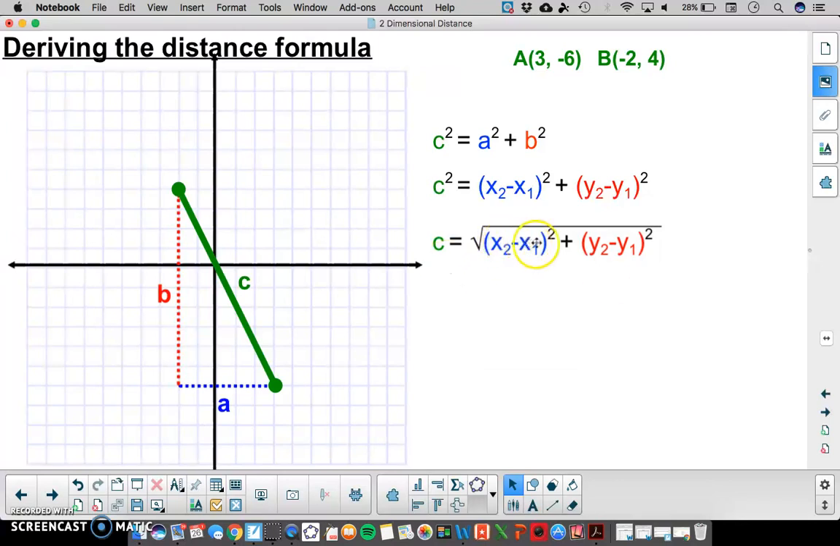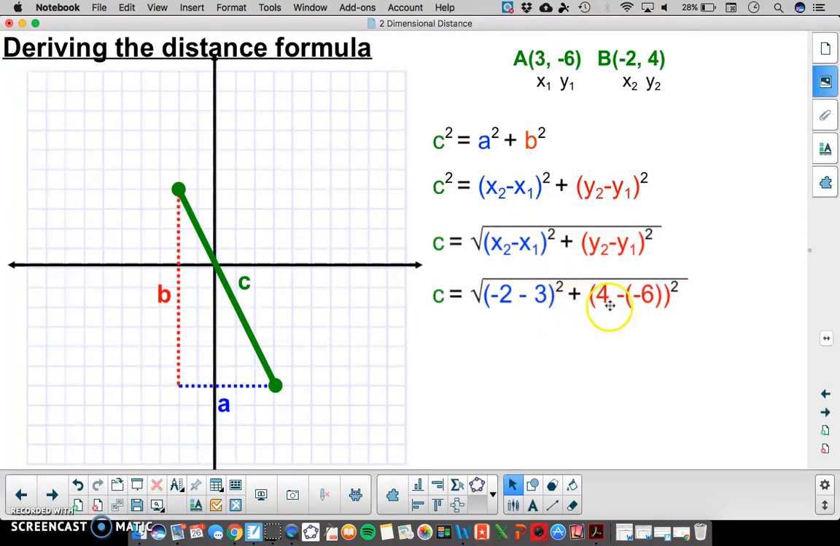I can actually use this formula with the points that I was given. x1, y1 can be the first point, x2, y2 can be the second point, and I can plug those values in. So I have negative 2 minus 3 squared plus 4 minus a negative 6 squared, and all of that is being square rooted to be able to find the length of c.